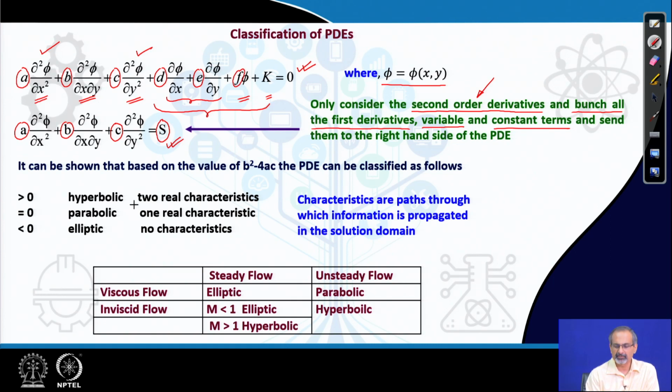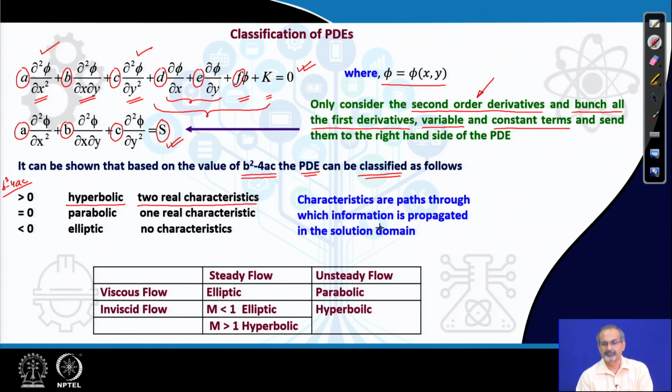Now, if we go into the mathematics of this approach, we will find that the value of b square minus 4ac, which can be identified as a discriminant, will help in the classification. How does it help? When b square minus 4ac is greater than 0, we say that the equation is hyperbolic, where there are two real characteristics.